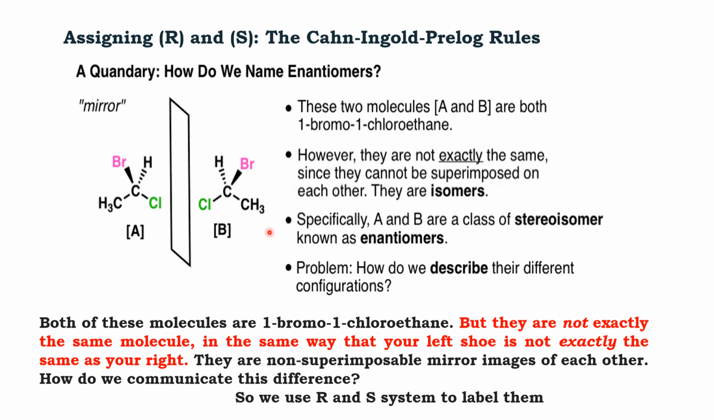But we have to represent these molecules exactly as you represent left shoe and right shoe. And we know basically the structure of left shoe and right shoe is almost the same. So to label the enantiomers, we use Cahn-Ingold-Prelog rules and we say whether the molecule is rectus or sinister. That is the R and S configuration.